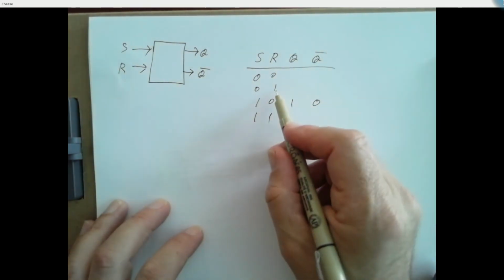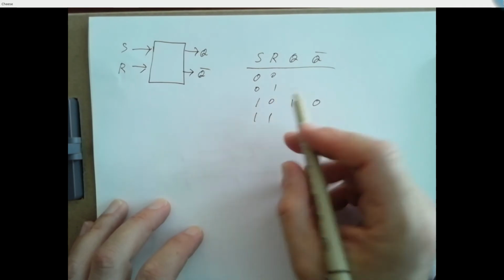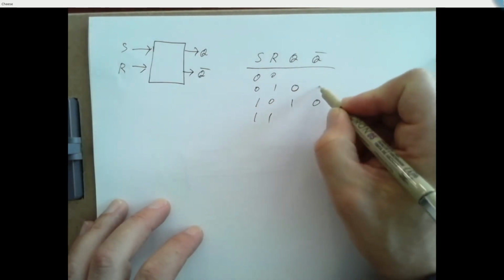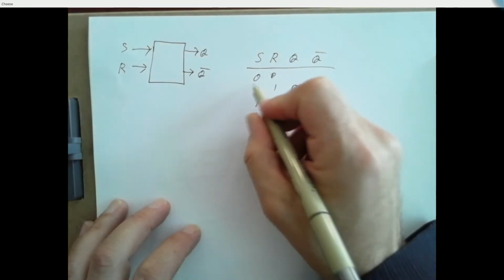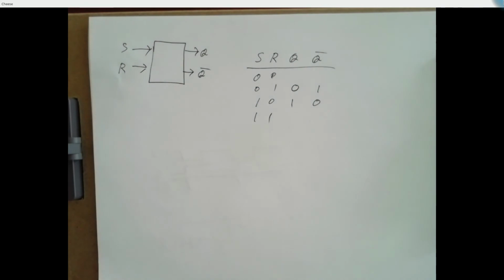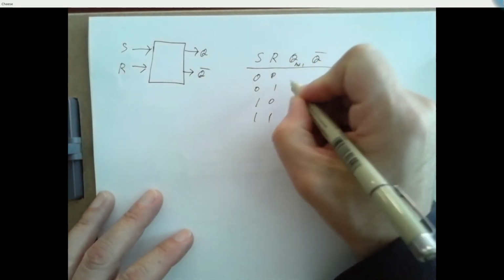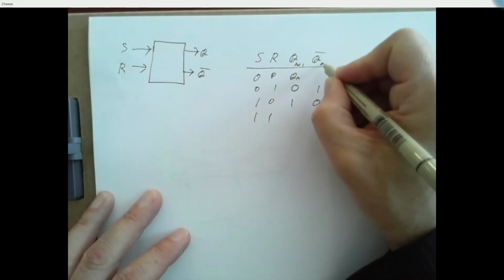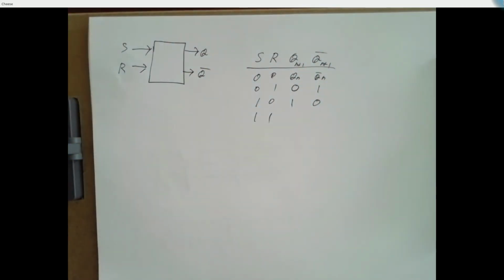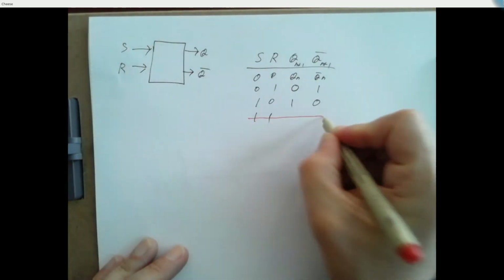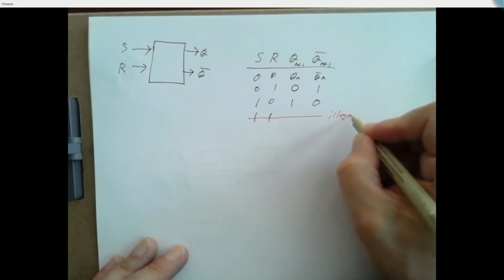If R is 1 and S is 0, that's the reset. So that says I want my output to go to a 0, and Q bar is always the opposite of Q. And if S and R are both 0, then this thing does not change its outputs. So we could say Qn plus 1 is equal to Qn. And for now, I'm going to just say illegal.